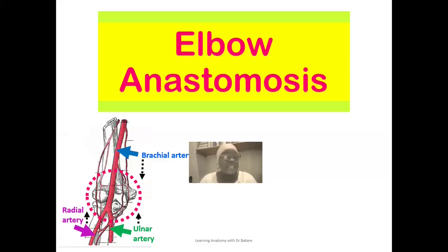So write down with me in this lecture where I'll be describing the details behind the formation of this anastomosis.